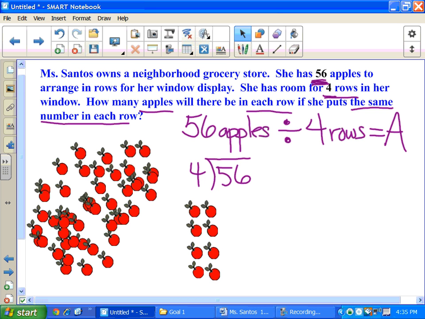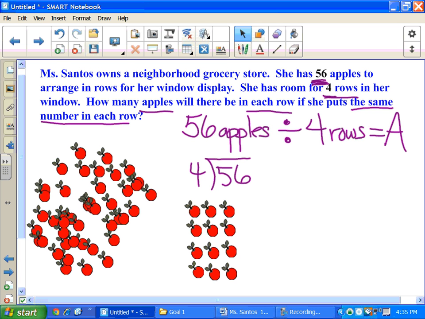Oh my goodness, this sounds like it's going to take a long time. I could do this. I could put another apple in this row, and another apple in this row, and another apple in this row, and another apple in this row. Okay, guys, you can wake up now. I'm not going to do any more of that.